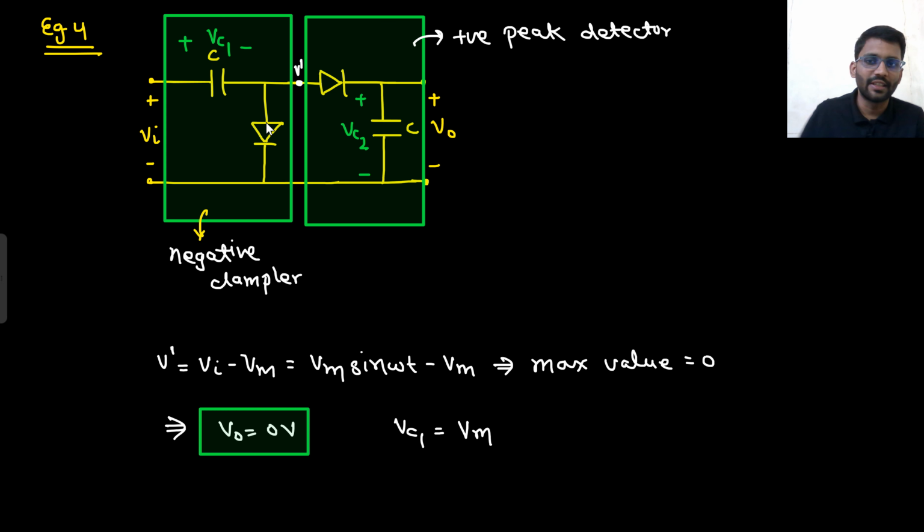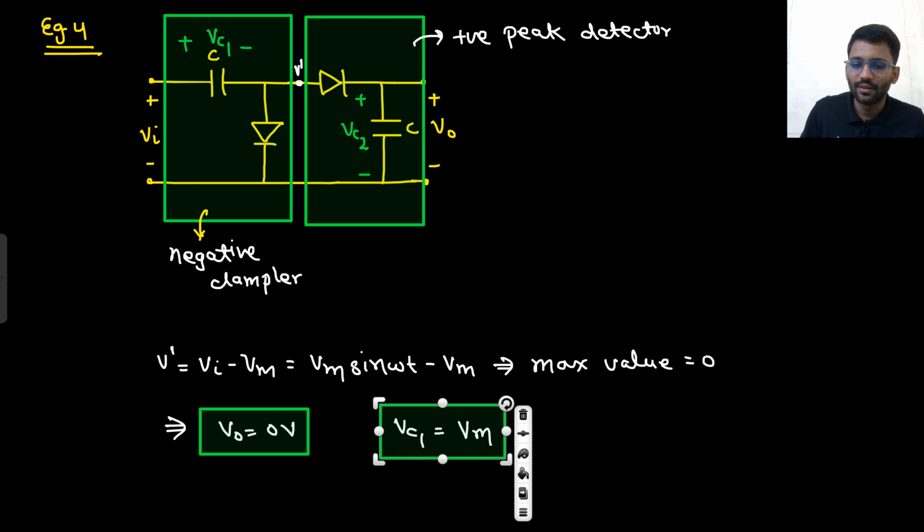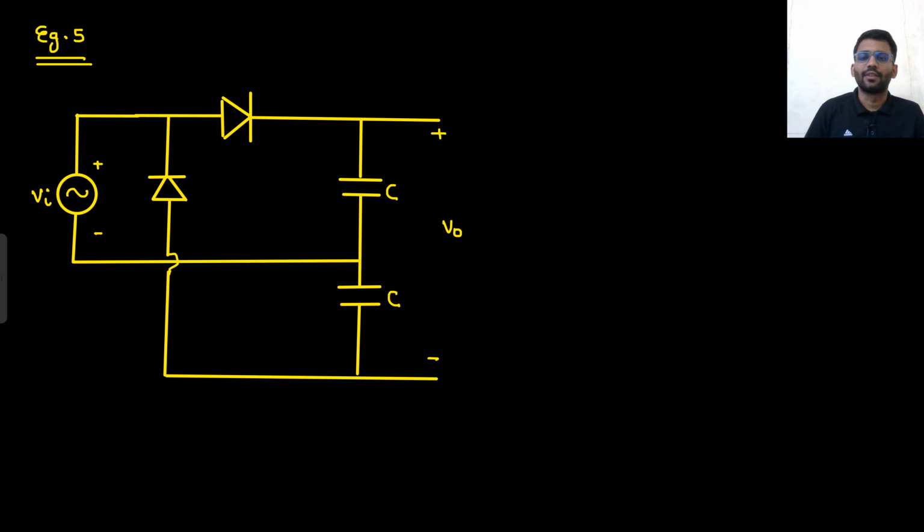You don't need to mug it up because in the examination, what if they give this as Vc1? The answer will change. They can interchange the polarity, right? In the examination they can interchange the polarity, but here we are taking plus to minus, left to right. They can ask you from left to right. So Vc1 will be plus Vm. Well and good. Let's move on to the next one.